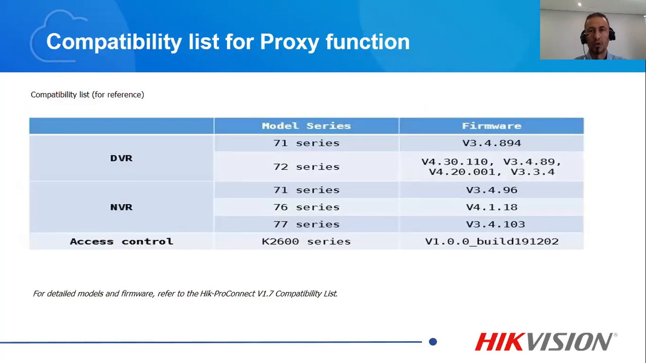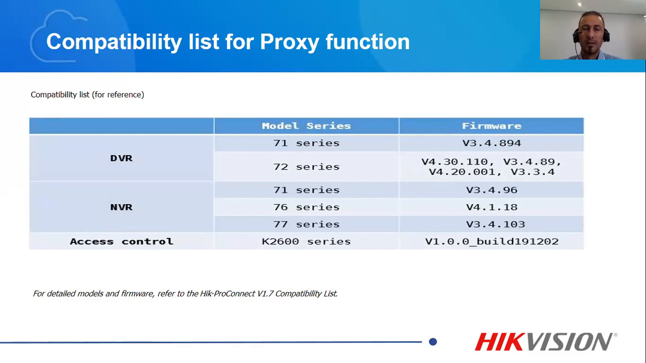Okay, so also we have a compatibility list. If you have a device, you can go onto a physical compatibility list and see, my DVR is a 71 series model, version 3.4. Is it compatible? Is it not compatible? What does my NVR say? Compatible, not compatible, or no access control. So if you see these physical devices, the versions are quite low, so some of the devices are not compatible.